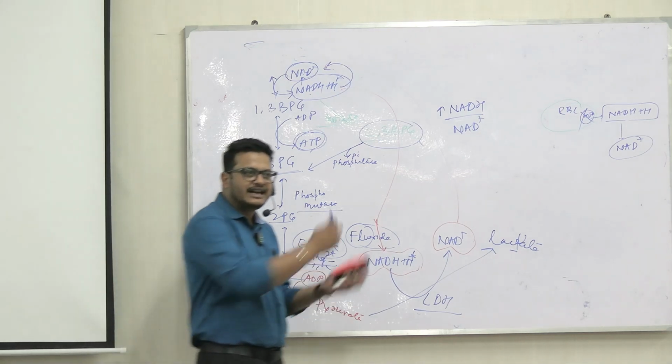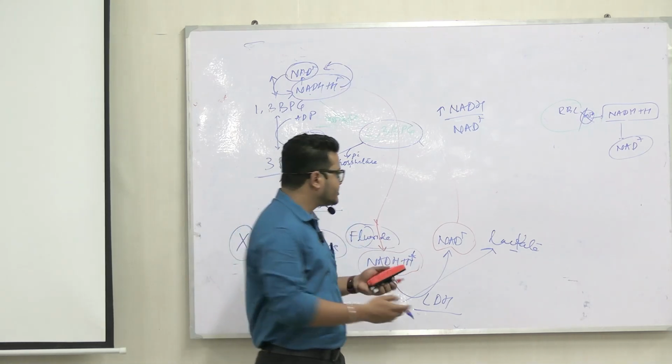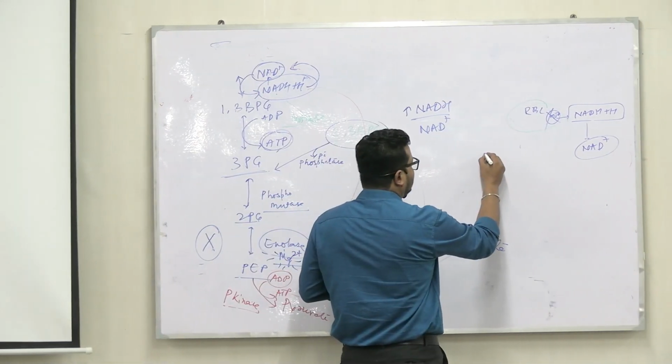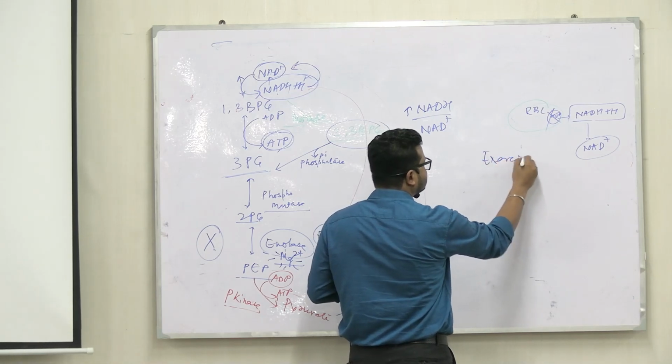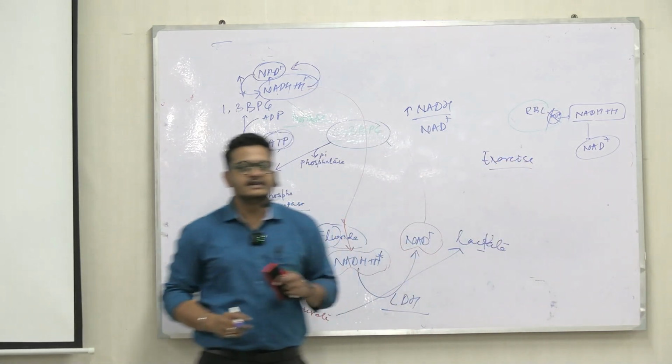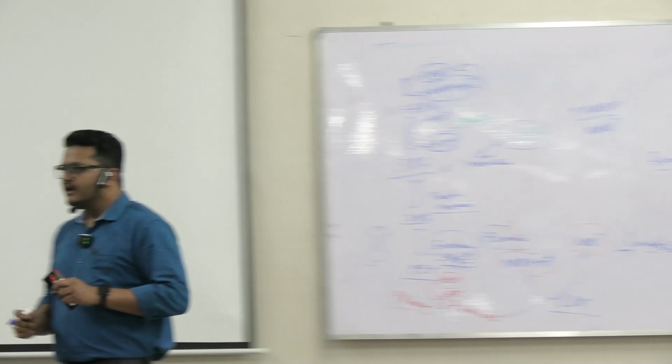Scenario number 2. This is what is happening in RBC. I'm giving you a question. You have done strenuous exercise. Muscle cells, they do have mitochondria. Yes or no? They do have mitochondria.